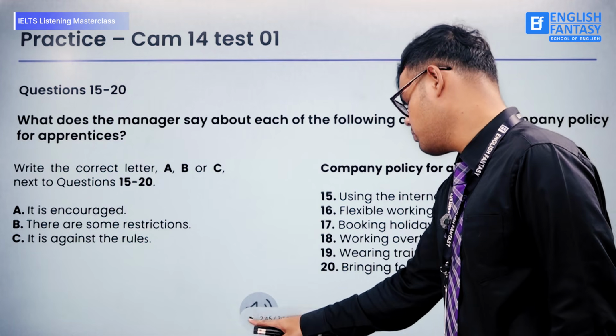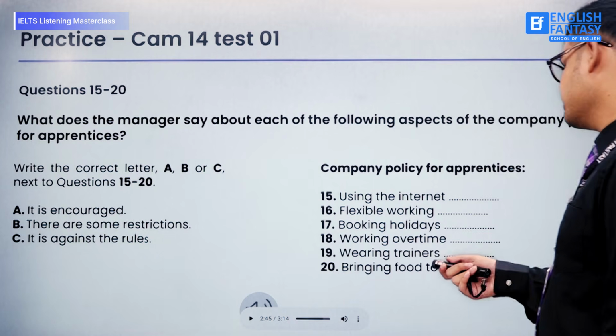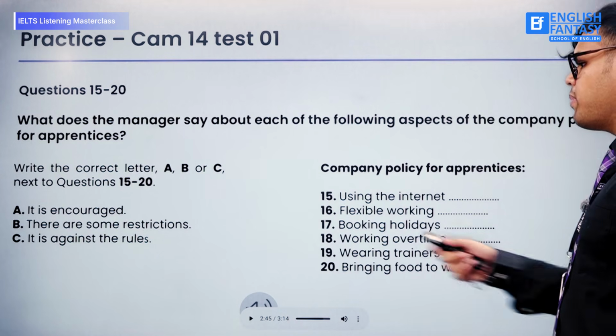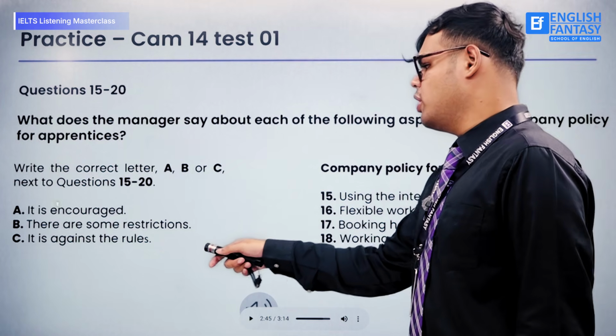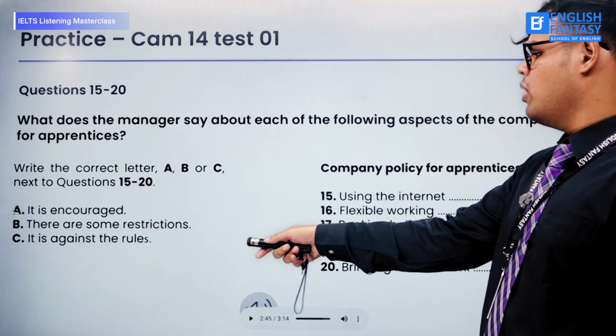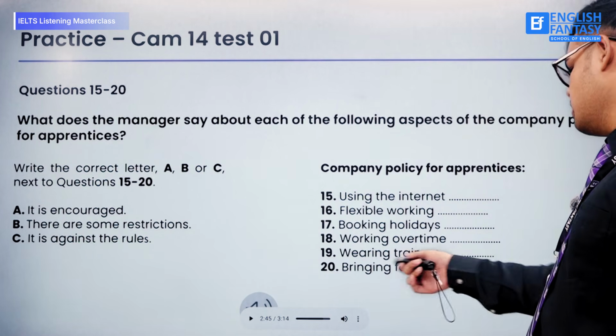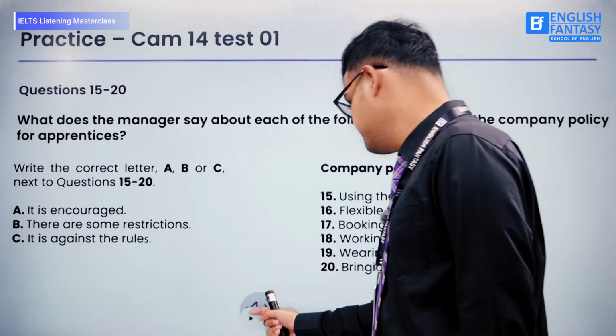So if you listen to the last line of what the speaker is saying, wearing trainers is preferable. So preferable is directly mapped onto the word encouraged. So we can safely say that it is encouraged, or option A is directly applicable to question number 19. Moving on to the last one.